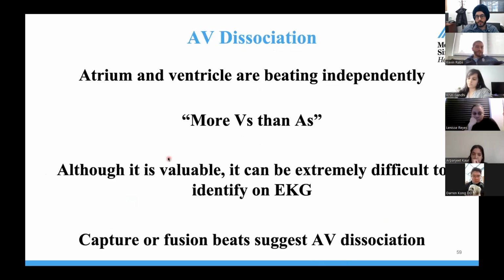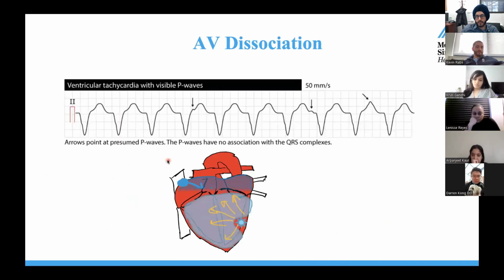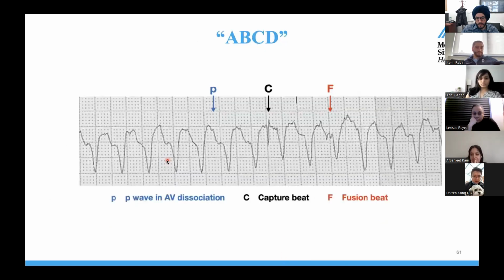And AV dissociation just means the atrium and ventricle are beating completely independent of one another. Pretend there's a wall in between the two. Occasionally you'll see P waves, you may or may not. Sometimes we hallucinate them, but you can see that the QRSs are marching out nicely and you have these random blips that might be P waves.